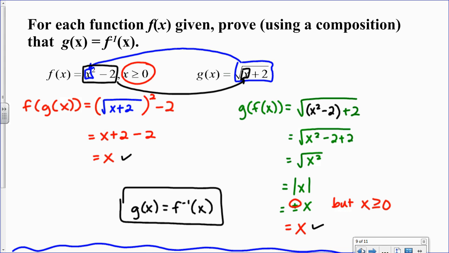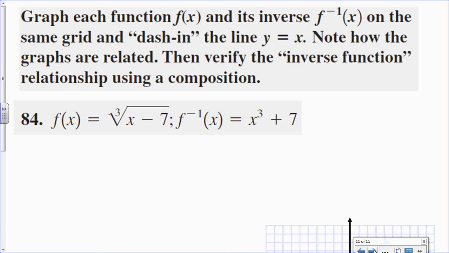Okay, any other questions? Okay. Let's look at this. Again, kind of lots of steps here, lots of different things it's asking for. So it gives me the inverse, and I'm supposed to graph both and dash in that line y equals x.